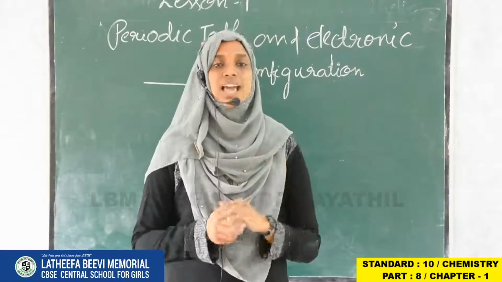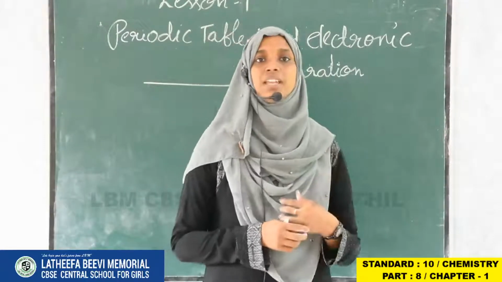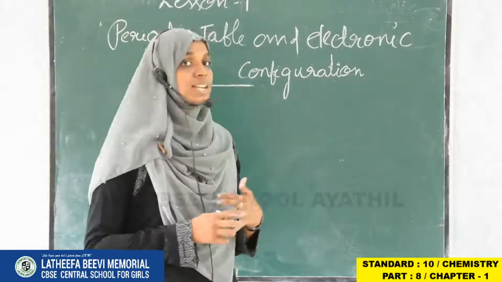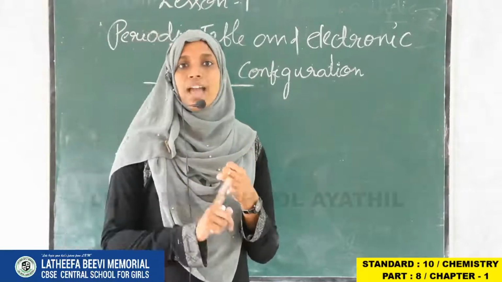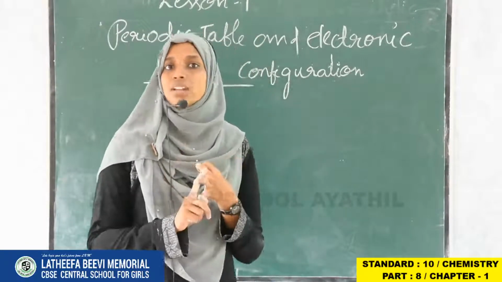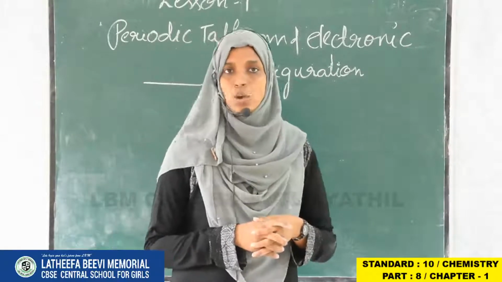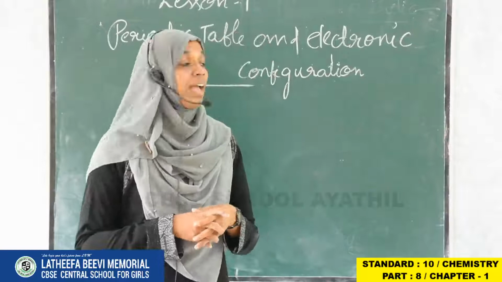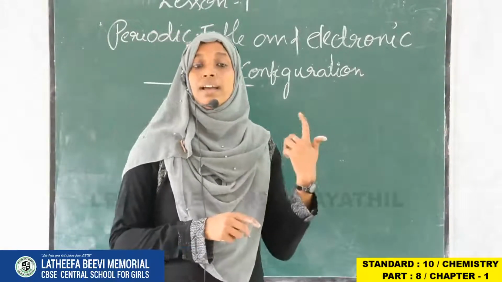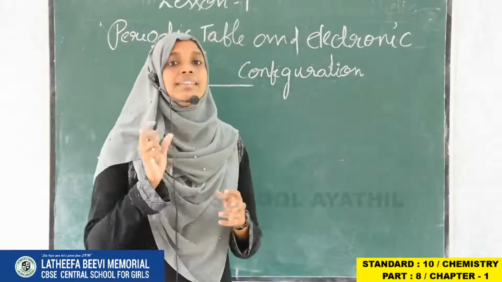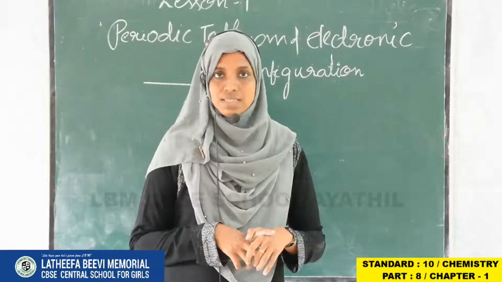So this is the last section of our chapter. What is our chapter name? Electronic configuration and the periodic table. In the previous classes we discussed the characteristics of S block elements and P block elements, and how to find the group numbers of S block and P block. Okay, and also D block. In the last section we discussed how to find the group number of D block elements.